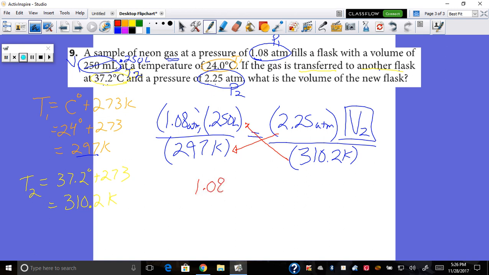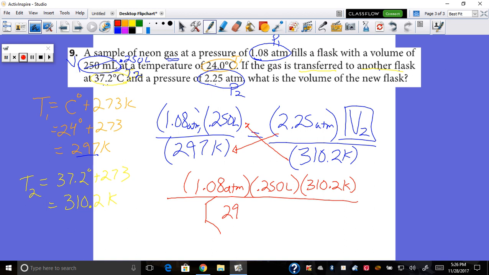1.08 ATMs times 0.250 liters times 310.2 kelvins over, and here's where students make this mistake, put 297 K times 2.25 ATMs together in the denominator. Okay, and that will give us our V2.